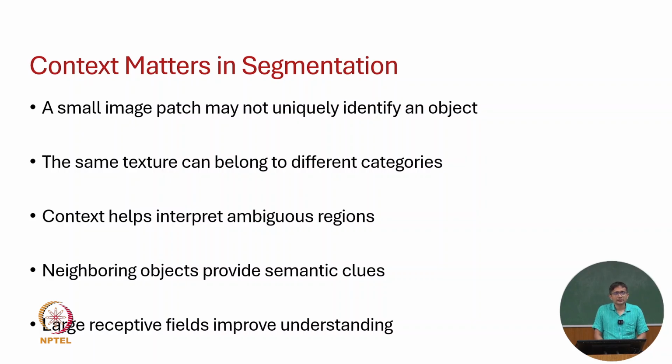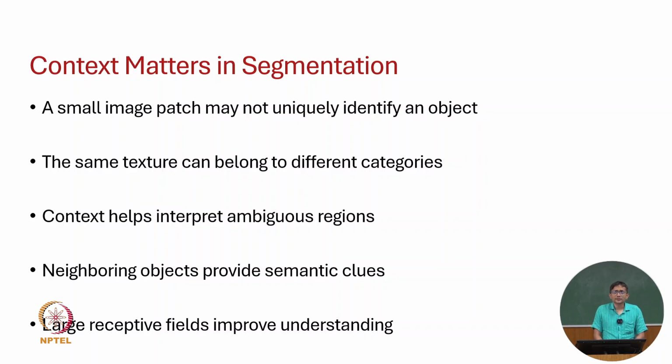The neighboring objects often provide the semantic clues, and large receptive fields improve our understanding. Think of it this way, a very simple example.